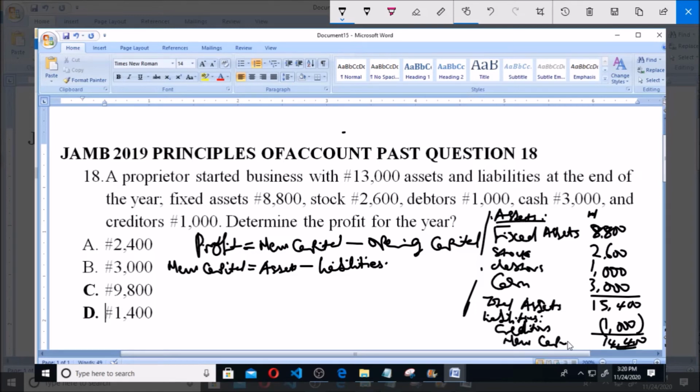So therefore, profit is equals to 14,400 naira, which is our new capital, minus our opening capital of 13,000 naira. Will give us 1,400 naira. Option D.